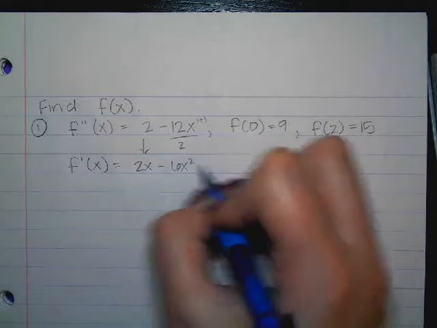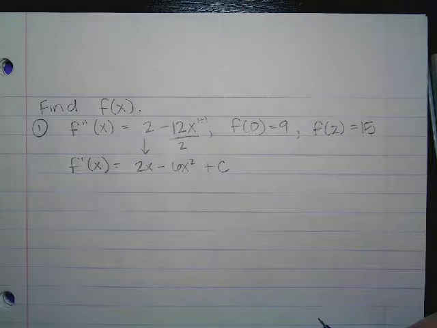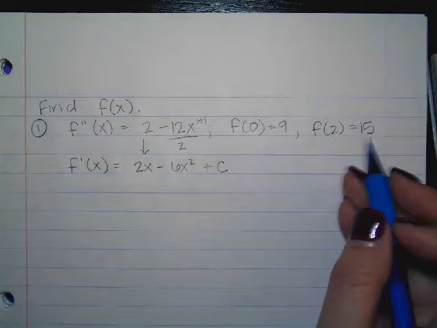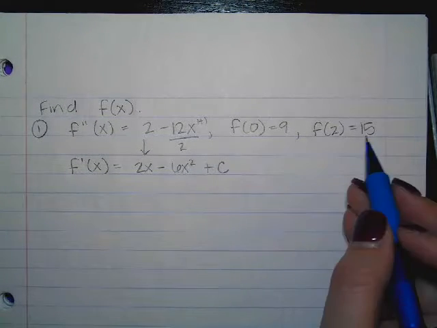Plus c. Okay, let's call this c1. You can't solve for the c. Why? Because we don't have anything there. They didn't tell us any f prime of anything, but they did give us two different equations.